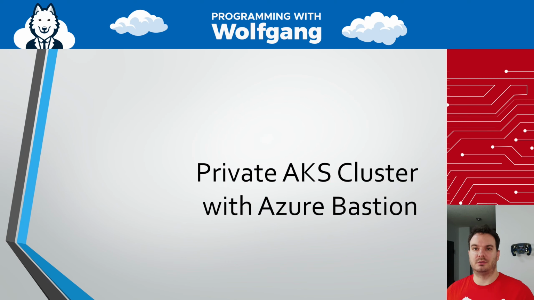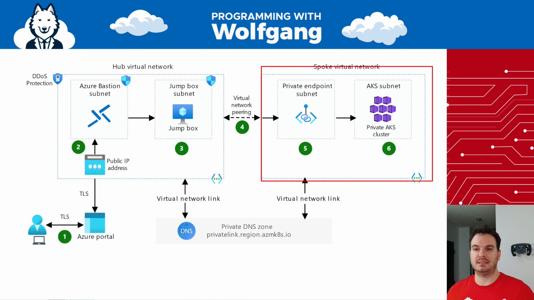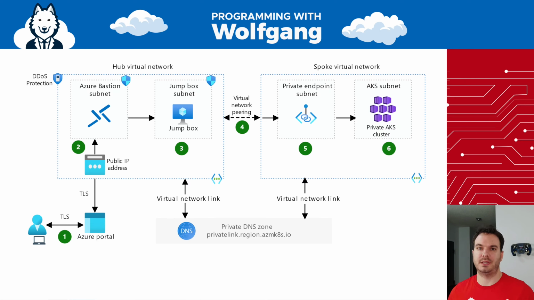Now let's take a look at what we want to build today. On the right side, we have our private AKS cluster with a private endpoint. That's something I already created in the previous video. Again, I'm going to link you the video with all the details. Today, we're just going to quickly create all of this, but I'm not going to talk about the details.